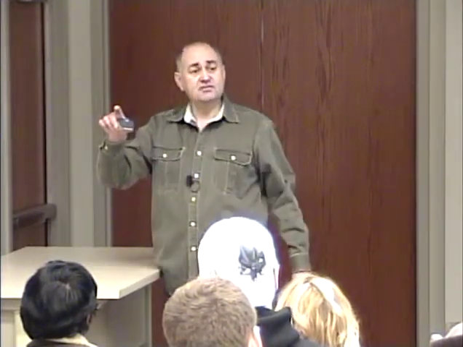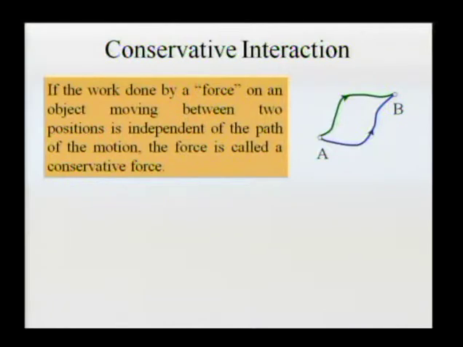Let's come back to conservative interactions. Earth performed a certain amount of work when the object moved from that location to this location. However, if this object moved like that, from the initial location to the final location, Earth performed exactly the same amount of work as before, no matter along which path. So if work done by a certain interaction on an object moving from one position to another is independent of the path, then this type of interaction is called a conservative interaction.